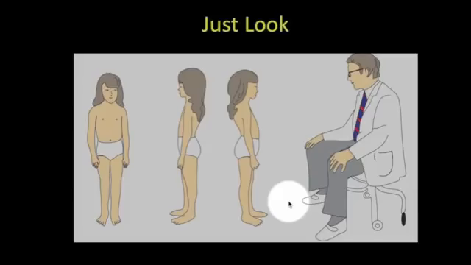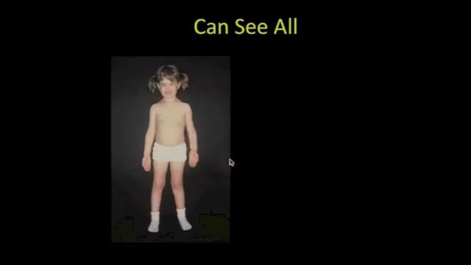The first step is just to look at the child as best one can. And most things can be seen by just looking. You can see it all. For instance, this child, when you just look at the child, just take a minute. And you can see, for example, that there's a short arm on this side, which would never be noticed if you were just looking at the foot.